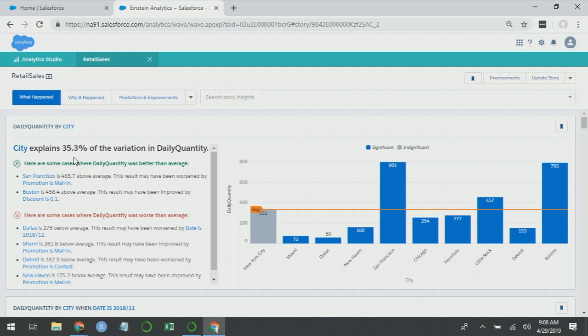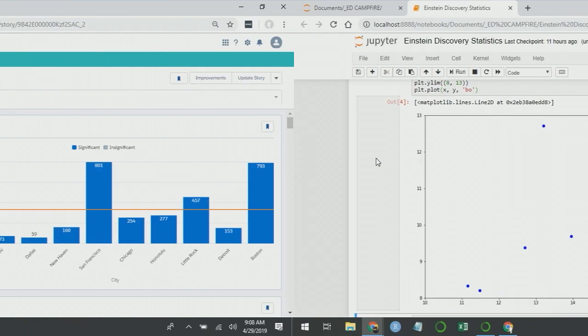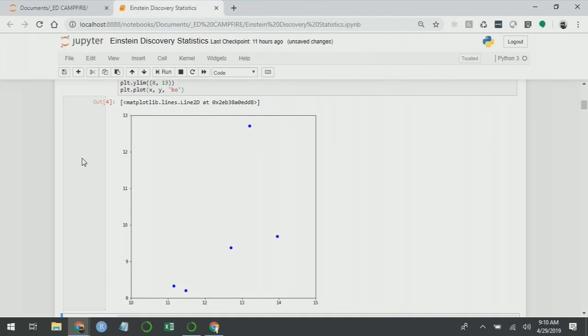To demonstrate R-squared, I'm going to use Python. Don't be afraid, I'm a professional. You don't need to know how to use Python to use Einstein Discovery. I just use this for demonstrating the statistical concepts. So what I have here are 5 data points. I have an x on the bottom, a y on the vertical axis, and you can see that as x increases, y does tend to increase.